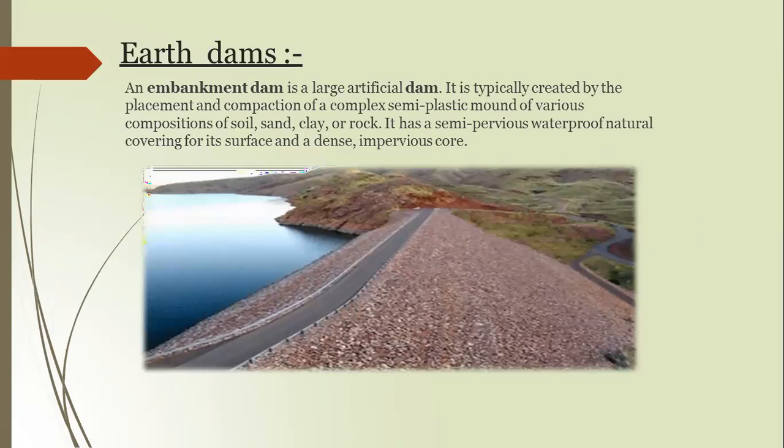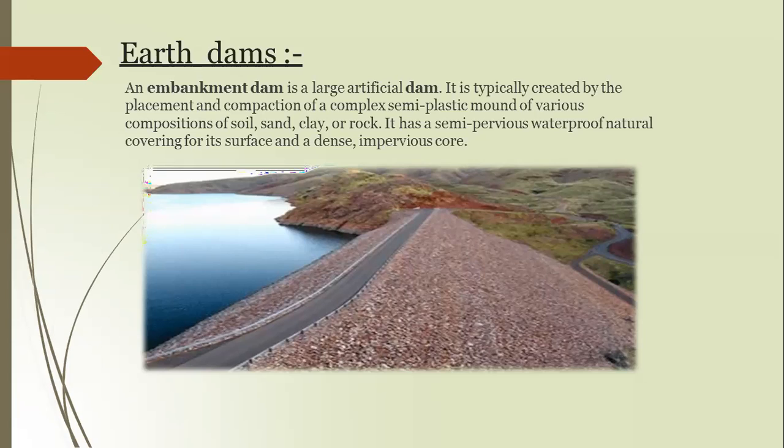So earth dams. An earth dam can also be called an embankment dam. It is a large artificial dam, typically created by the placement and compaction of a complex semi-plastic mound of various compositions of soil, sand, clay, or rock. So an embankment is formed. Just like in highway construction, we have the embankment for the highways, for the pathway, for the carriageway, for the right of way, we have the embankment. In a similar way, the same embankment can be used to retain the water.